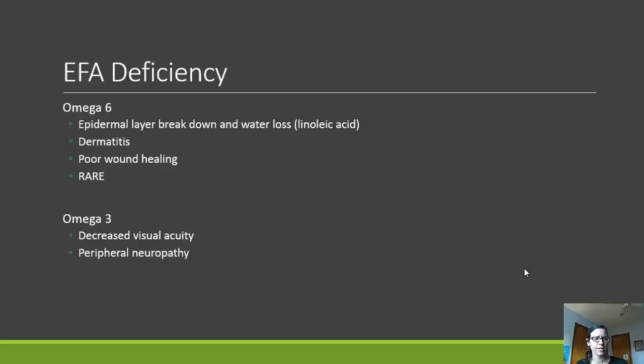In omega-3s, if we had a deficiency, we would have decreased visual acuity and increased risk of peripheral neuropathy. And that makes sense when we look at the functions of DHA.